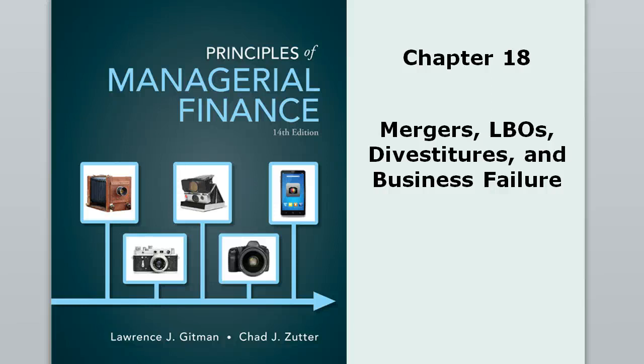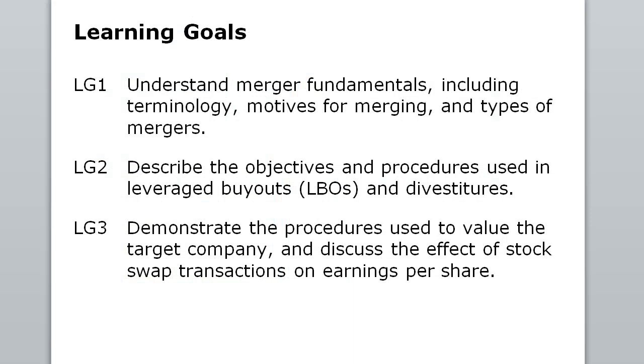We're going to talk about mergers, divestitures, business failures, leveraged buyouts. So we want to understand in this chapter the fundamentals of mergers and acquisitions, including the basic terminology, motivations for merging companies, and different types of mergers. We want to look at the objectives and procedures for LBOs, leveraged buyouts, and divestitures.